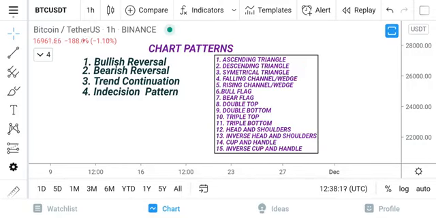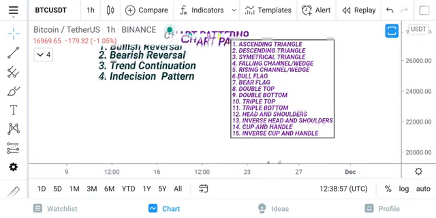So for trend continuation chart patterns, you have bull flag, bear flag, head and shoulders, inverse head and shoulders. Those are trend continuation chart patterns. So for indecision chart patterns, you have the symmetrical triangle over here. That's an indecision chart pattern.